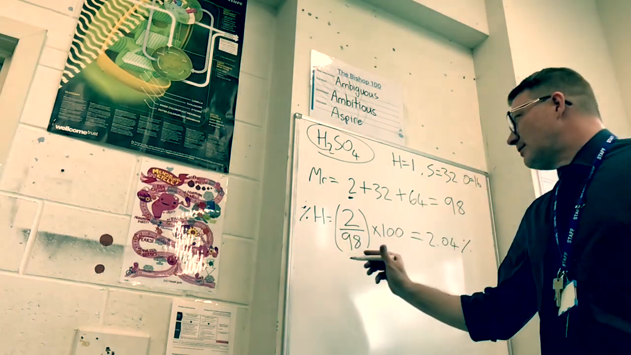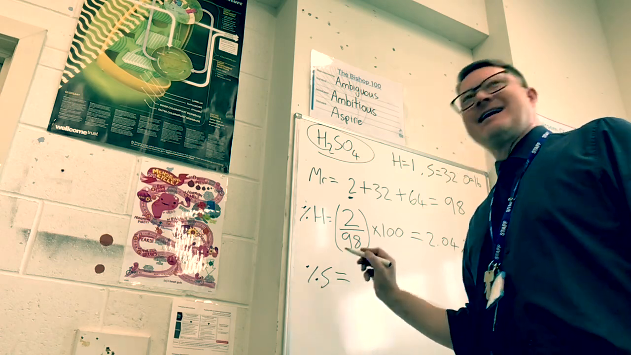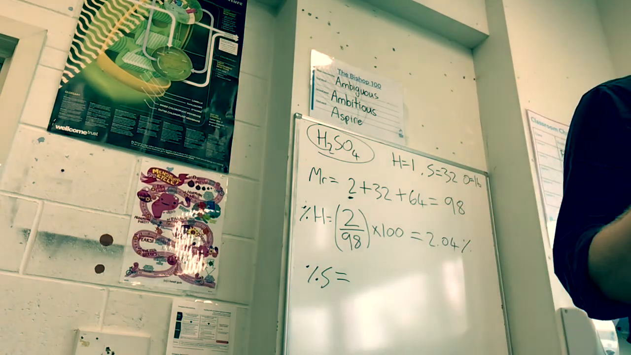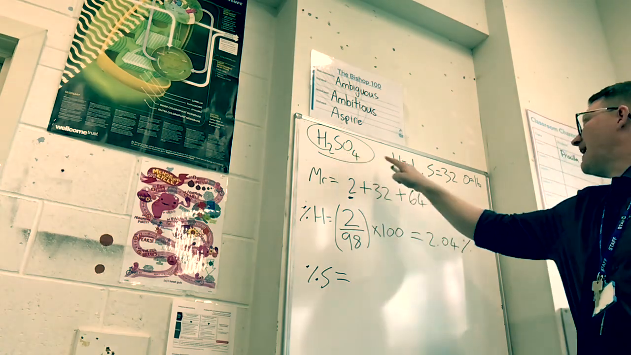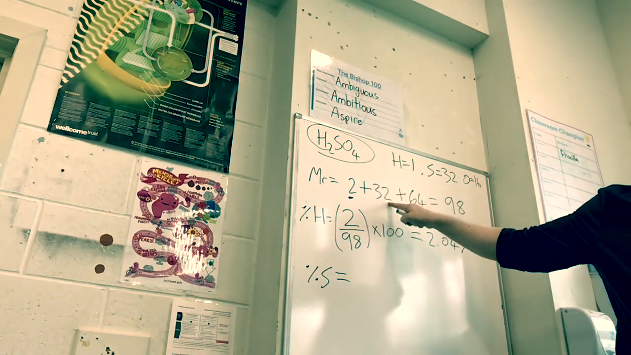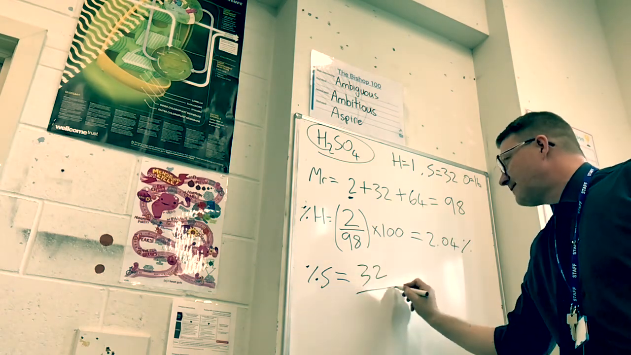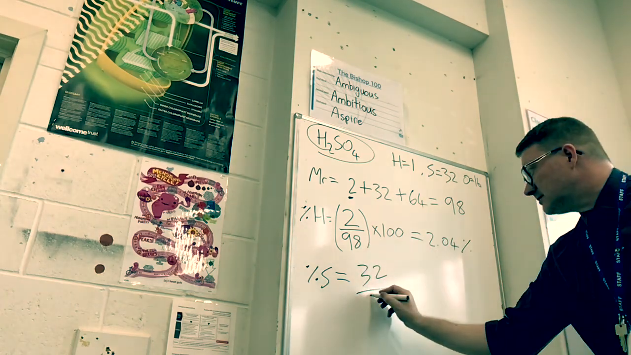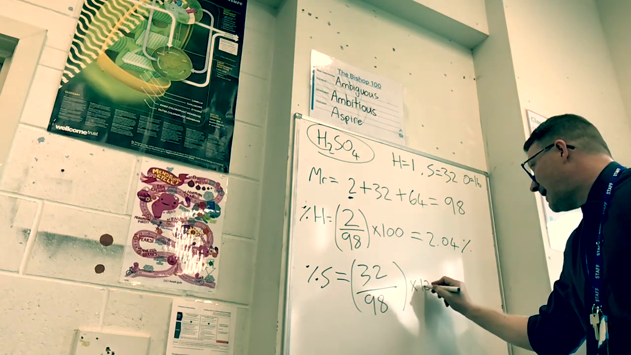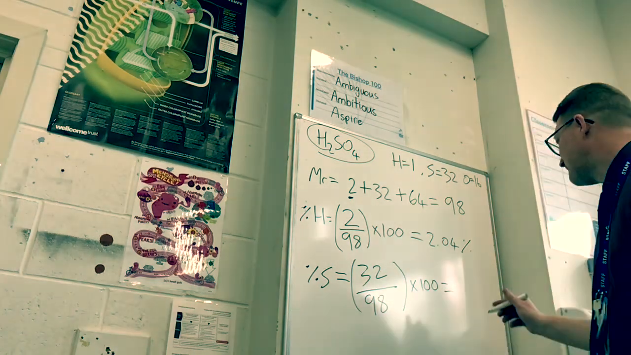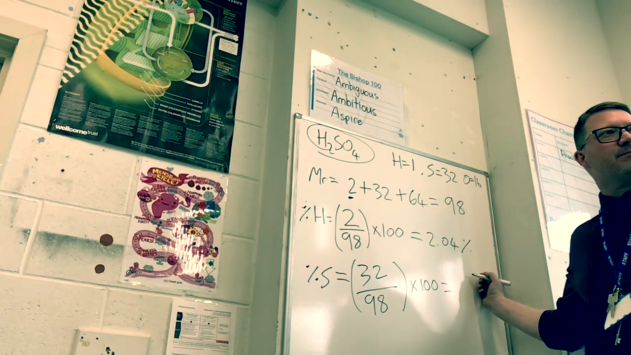Right, now let's work out the sulfur, percentage sulfur. We do the exact same process, okay? So looking this way, right, how much of that 98 is the sulfur? 32. So 32 divided by the total again, 98. Multiply that by 100, 32.65. So if I was rounding that, that would be what, 32.7%?